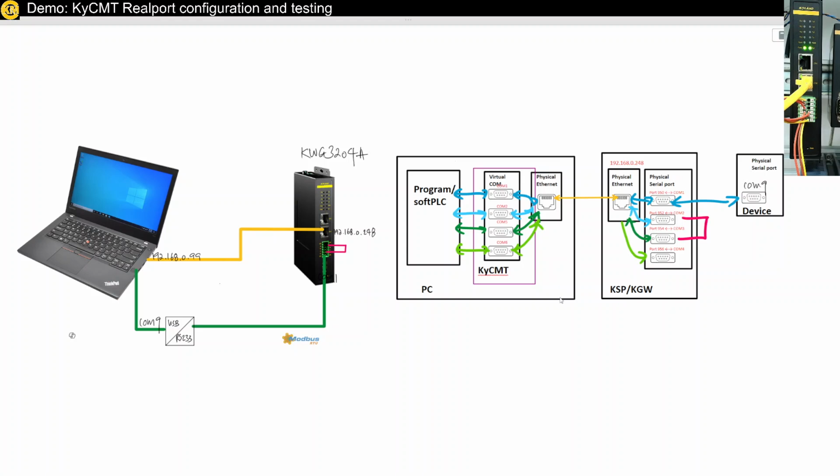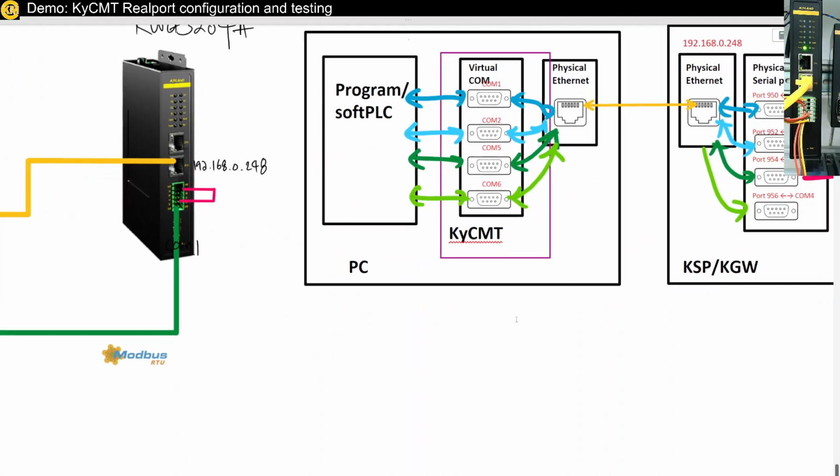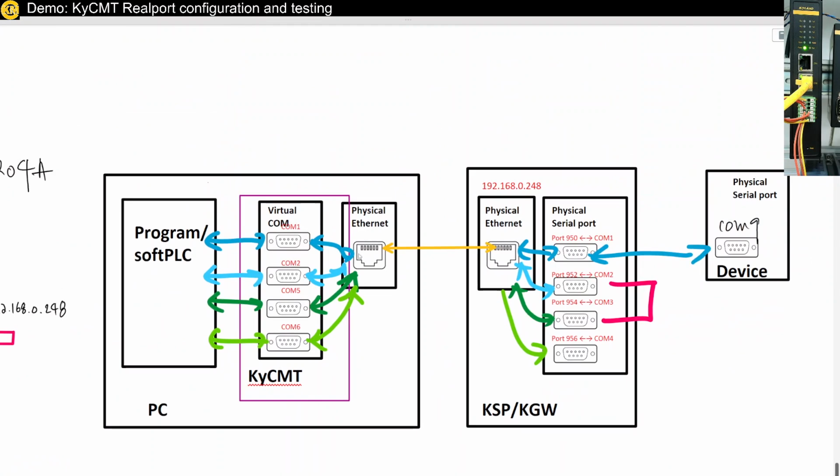But over here is actually the schematic. Later inside this laptop, I'm going to activate a software called KyCMT, and I'm going to create 4 virtual ports. Then through Ethernet, you'll connect to this KSP or KGW. Through this Ethernet port, it'll reach out to the 4 ports over here. And today's session, I'm going to use the real port function of this product.